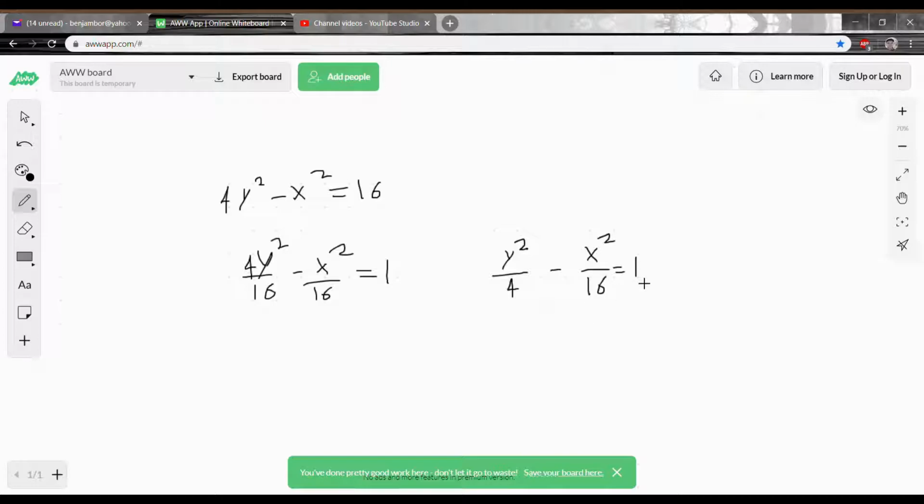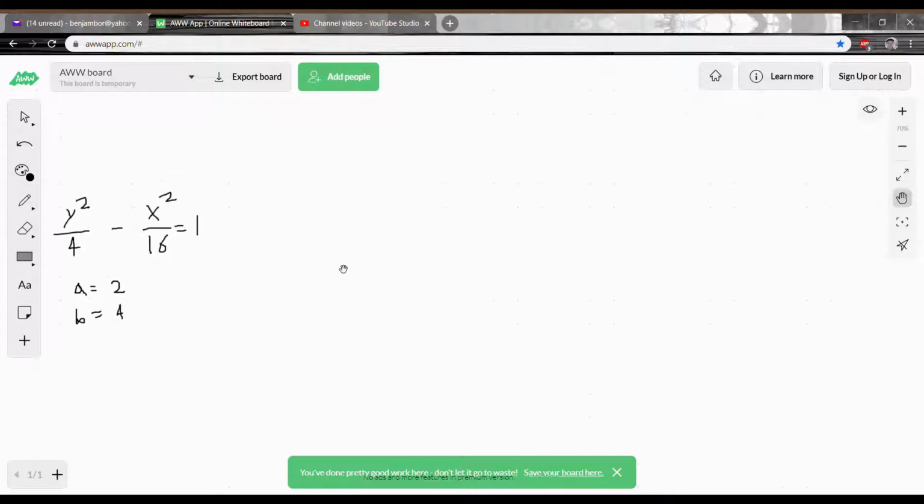And now we can figure out things about this hyperbola. We can tell that it's going to open vertically because the y variable is leading, and we know that our a value is going to be the square root of this 4, that's 2. And our b value is going to be the square root of 16, and that is 4. And we can sketch this. I'm going to make a graph.